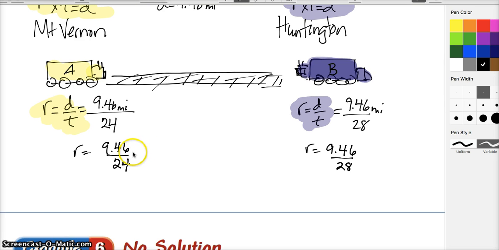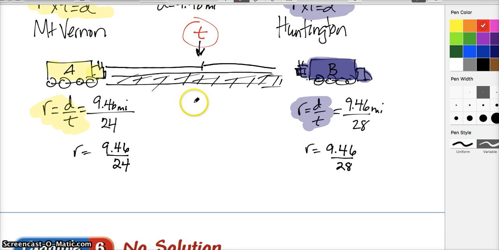Let's go ahead and look at how we can consider the relationship here. So we know at whatever speed this train is traveling, which is 9.46 miles per 24 minutes, and whatever rate this train is traveling, there's a time when they cross each other. And that time will be the same for both of them because they both started off at the same time, right? So I'm going to call it the red T that we're looking for.